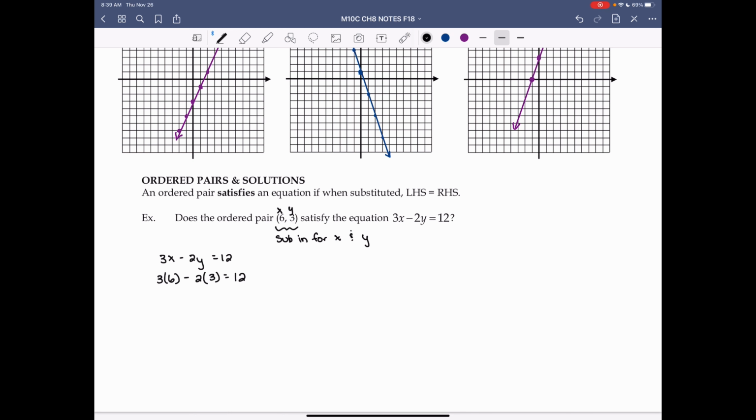So 3 times 6 is 18. You can use your calculator. Minus 2 times 3 is 6 equals 12. 18 minus 6 is 12 equals 12. So yes, the left side equals the right side. Therefore, the point 6, 3 satisfies the equation.